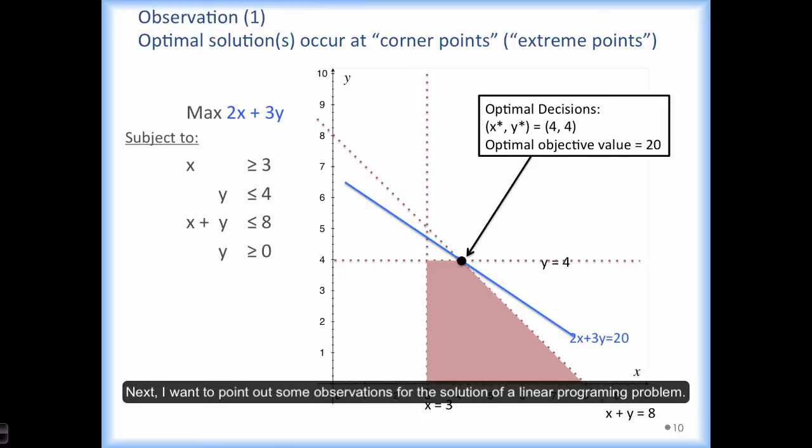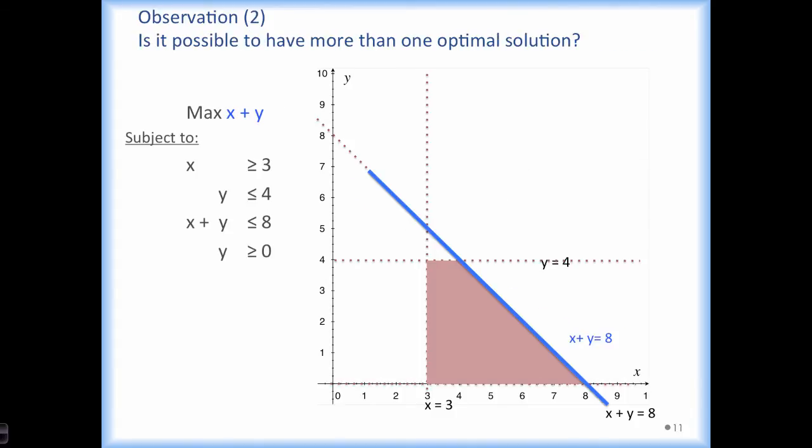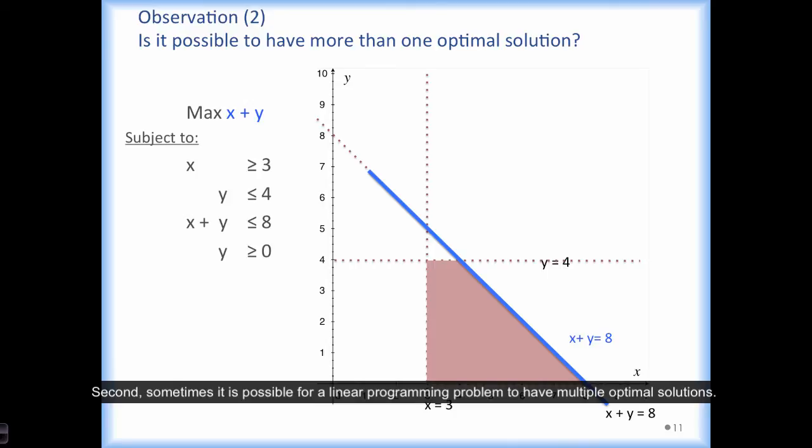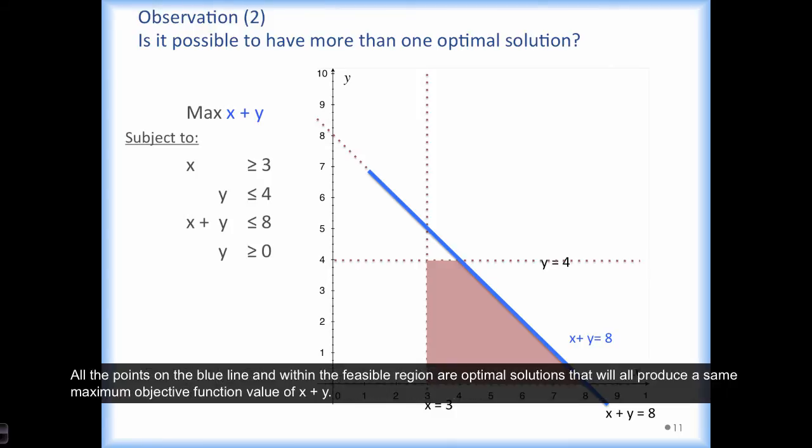Next, I want to point out some observations for the solution of a linear programming problem. First, if there is only one optimal solution, then the optimal solution occurs at a corner point. Second, sometimes it is possible for a linear programming problem to have multiple optimal solutions. You can see such an example in this slide. All the points on the blue line and within the feasible region are optimal solutions that will all produce the same maximum objective function value of x plus y.